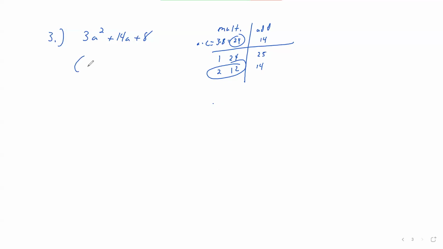So then I write this as A plus 2 and A plus 12. But what do I have to do? There it is. I got to divide by that A. Does 2/3 simplify? No. And what about 12 divided by 3? It's 4.